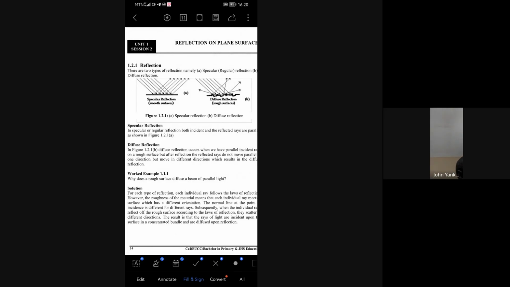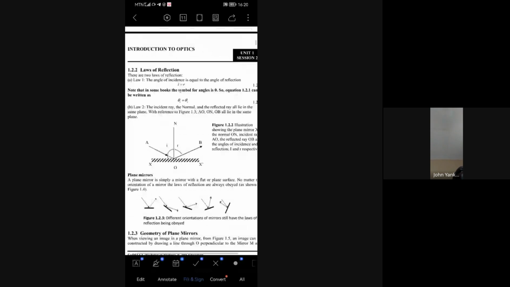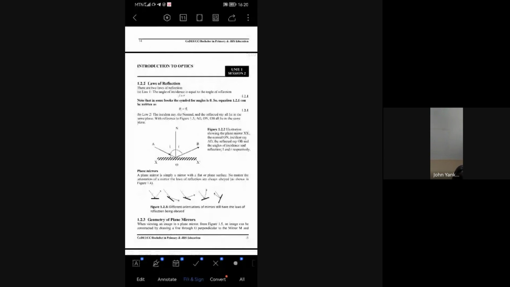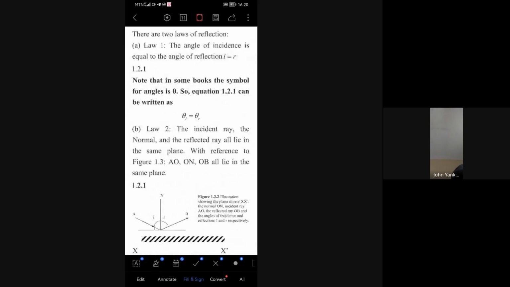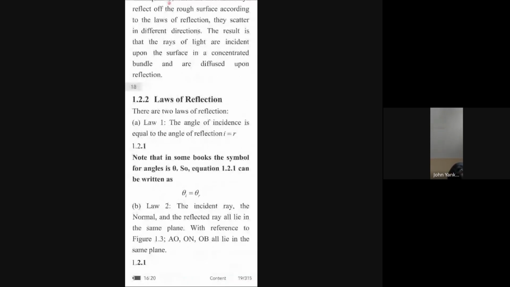What I'm going to talk about next is called the laws of reflection. When reflection occurs, certain statements govern the reflection, and we call them the laws of reflection. There are two of them, two laws of reflection.